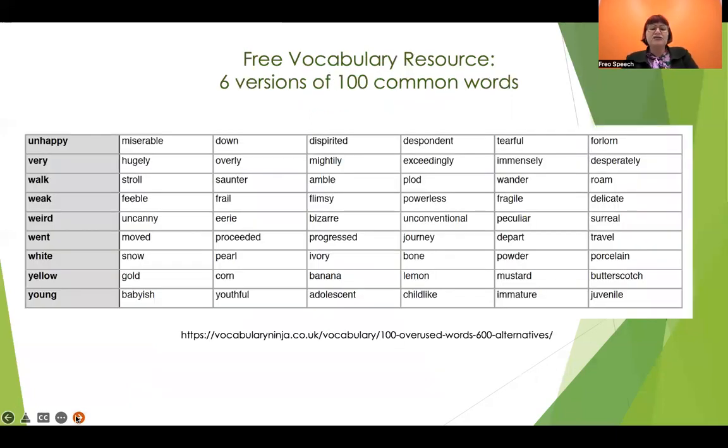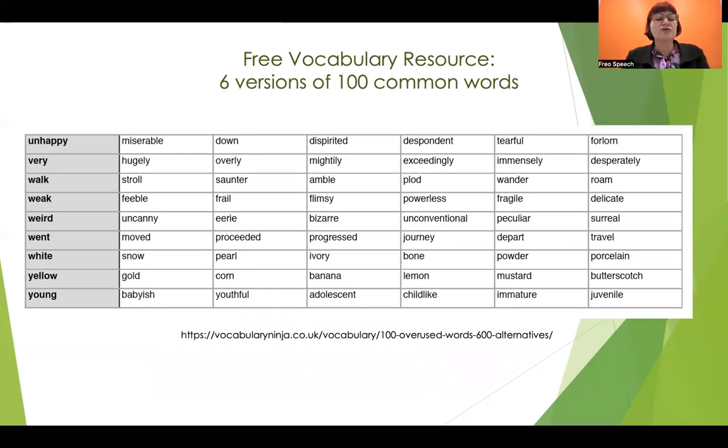In Vocabulary Ninja, this is a handout that you can get free, and it is 100 common words. They're not all verbs. Some are adjectives like unhappy, and some are adverbs of frequency or degree. But then if you've got here, you've got walk and went. So you'd have a look at those.